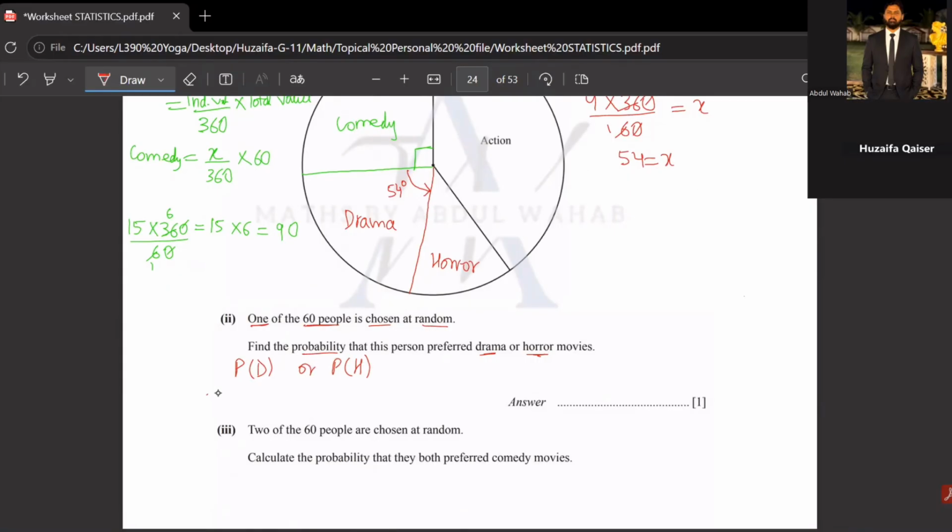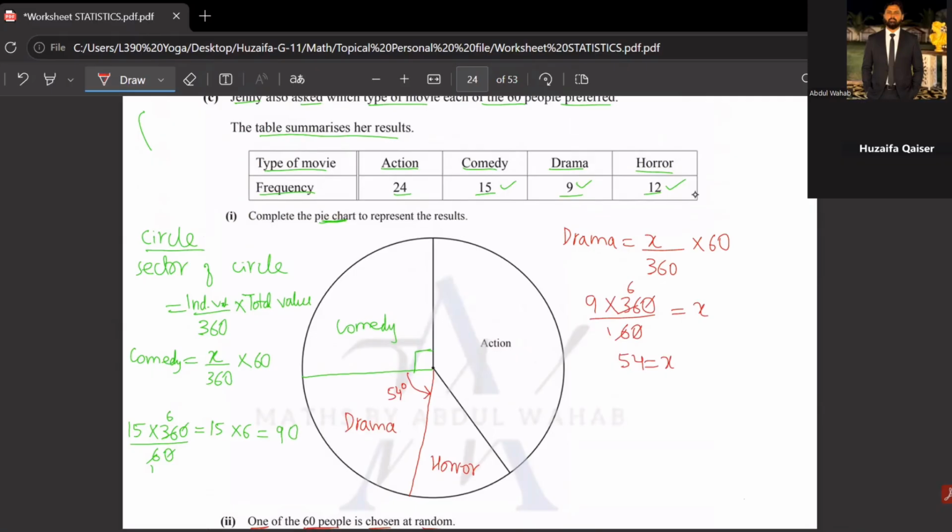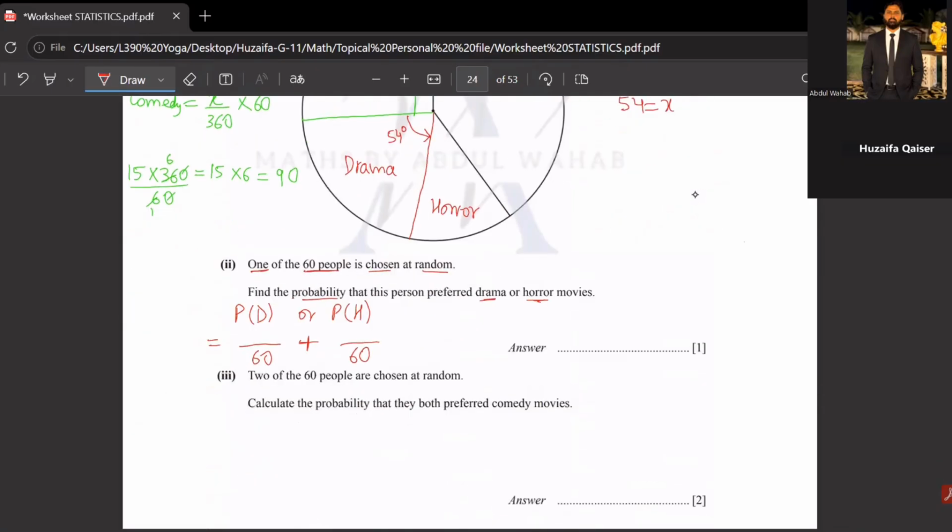And for the probability, we have the values. The total value is 60. Here the total value is also 60 for the number of people. For the option, we must do addition. And for the drama, how many people we have? For the drama, we have 15 and 9 people, and horror 12 people. 9 and 12.